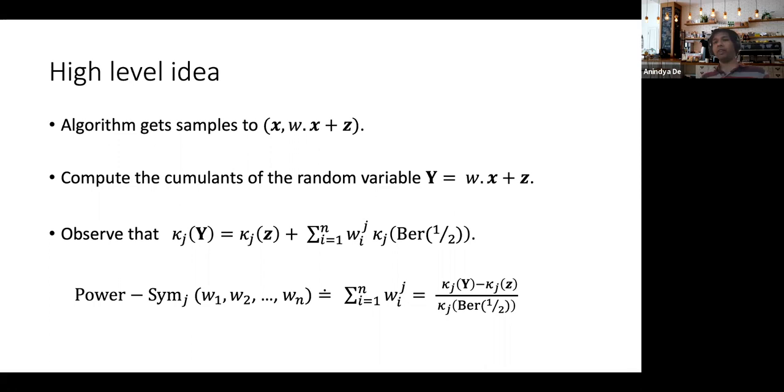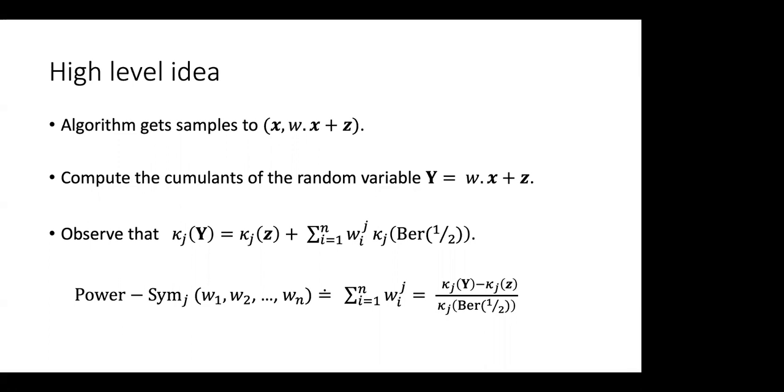Now, doing a very sophisticated mathematical move, I will subtract the right hand side from the left hand side. So I get that summation wi to the j is the jth cumulant of y minus the jth cumulant of z, divided by the jth cumulant of Bernoulli half. Observe that summation wi to the j is what we typically refer to as the power sum symmetric polynomial in w1 to wn, the jth power sum symmetric polynomial. So far, so good.